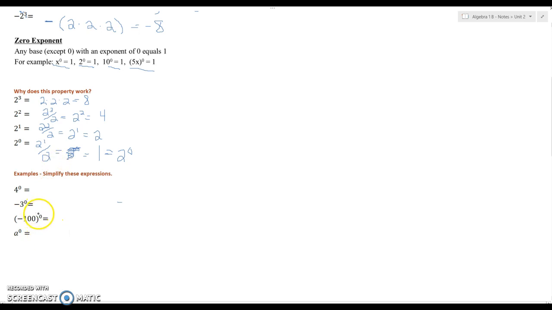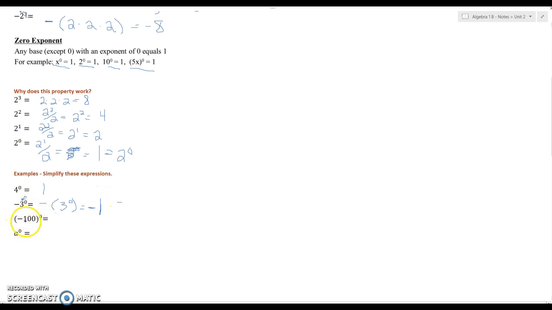So let's look at a couple of examples. So 4 to the 0, we know by definition that anything to the 0 power is 1. Now from up top, looking at negative 3 to the 0, the exponent only touches the 3. So we have a negative out front, and then we have 3 to the 0 power. So that means we have negative, and 3 to the 0 is 1. So negative 3 to the 0 power is negative 1.